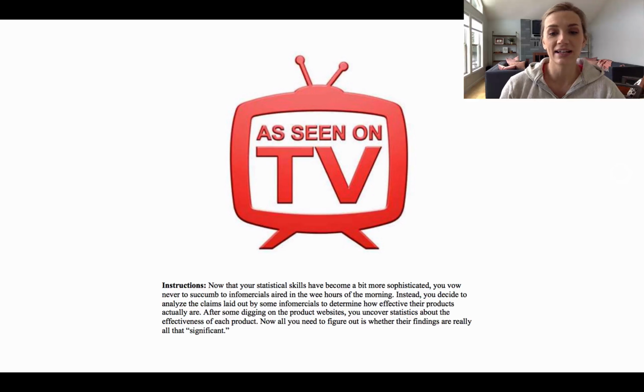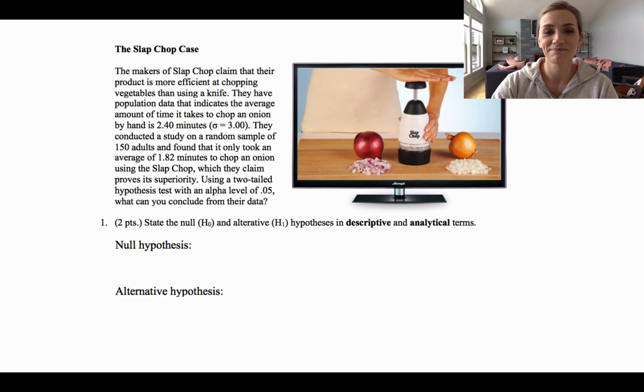So the instructions, as you can see, are that now that your statistical skills have become a bit more sophisticated, you vow never to succumb to infomercials aired in the wee hours of the morning. Instead, you decide to analyze the claims laid out by some infomercials to determine how effective their products actually are. After some digging on the product websites, you uncover statistics about the effectiveness of each product. Now all you need to figure out is whether their findings are all that significant, as in statistically significant.